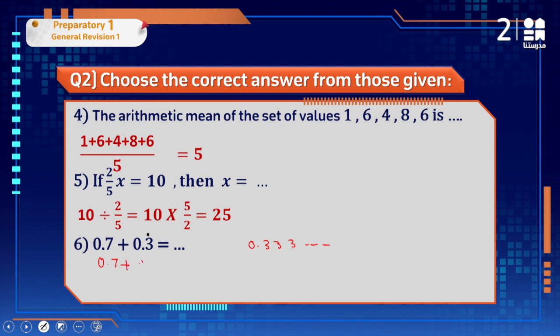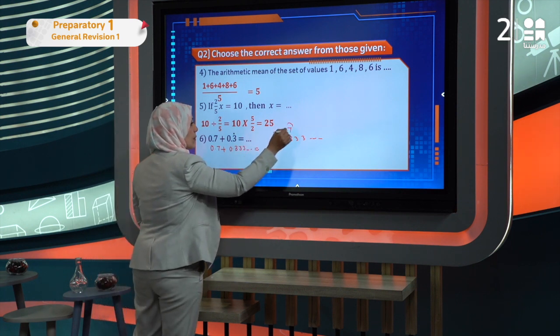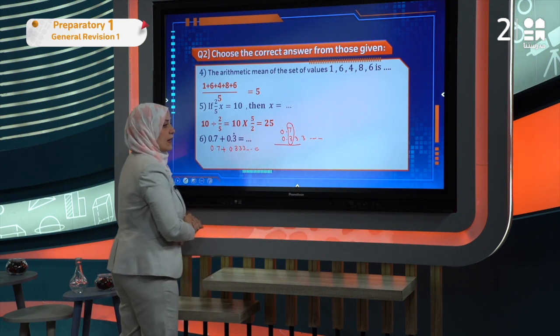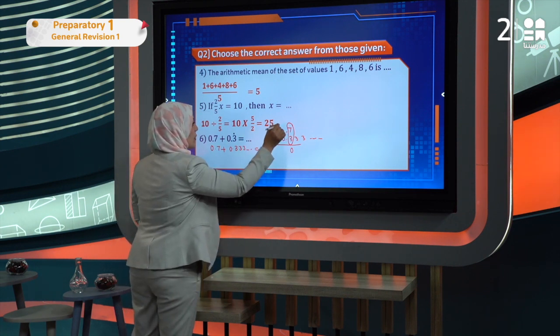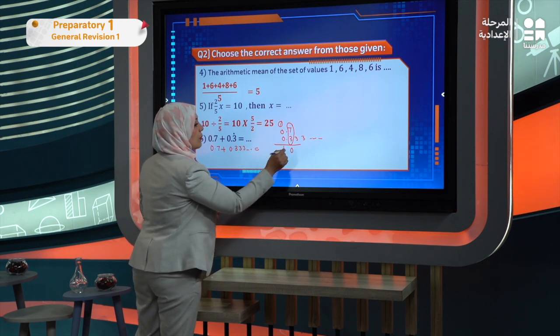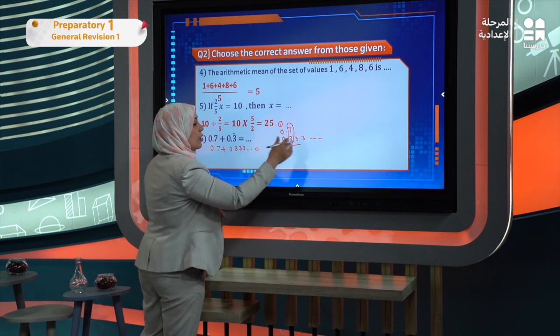0.7 plus 0.333, as I said, many times. So arrange the decimal points under each other. So here we have 0.7 plus 0.3 forever. When you add 7 plus 3, you will get 10. How can we write this 10? 0 and carry 1 up. And put the decimal point as it is. So it's 1 and something else. 1 and here we have 3 forever.